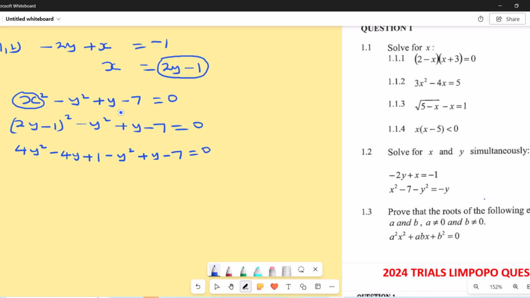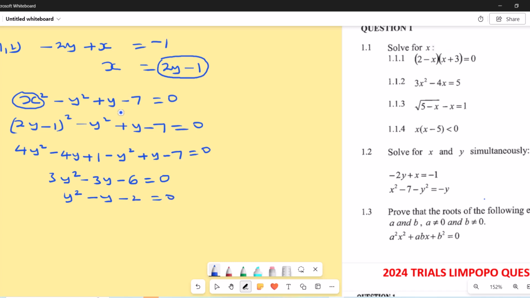I'm going to collect like terms now. So 4y squared minus y squared gives me 3y squared. Then here I have negative 4y plus y, which makes negative 3y. Then 1 minus 7 makes minus 6 equals 0. Now this is a standard quadratic equation, but because 3 is a common factor, I can divide through by 3 to get y squared minus y minus 2 equals 0.